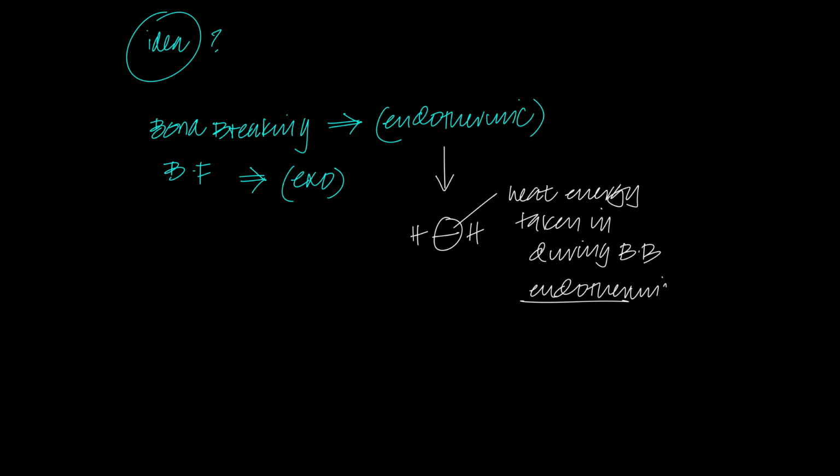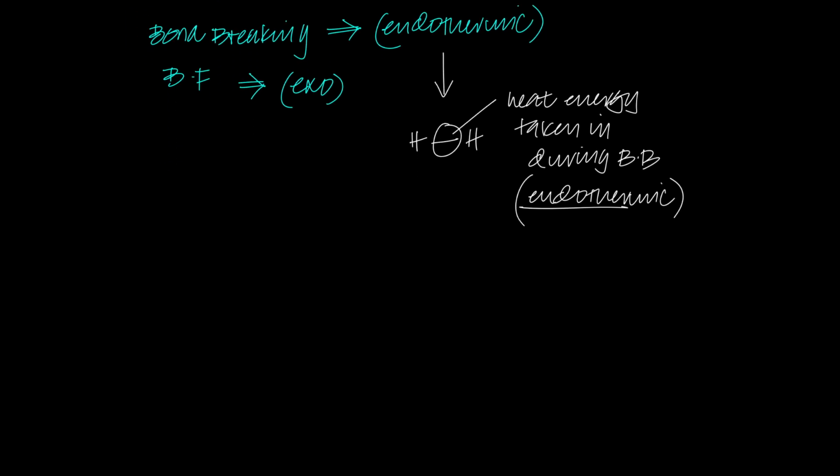Why is bond breaking endothermic, sir? Bond breaking is endothermic because heat energy is taken in from the surroundings. Thermal energy is absorbed from the surroundings, because in order to break a bond, you need to take in heat energy. The question is why? That should be a question in everybody's teeny tiny brain. Why do you need to take in heat energy to break a bond?